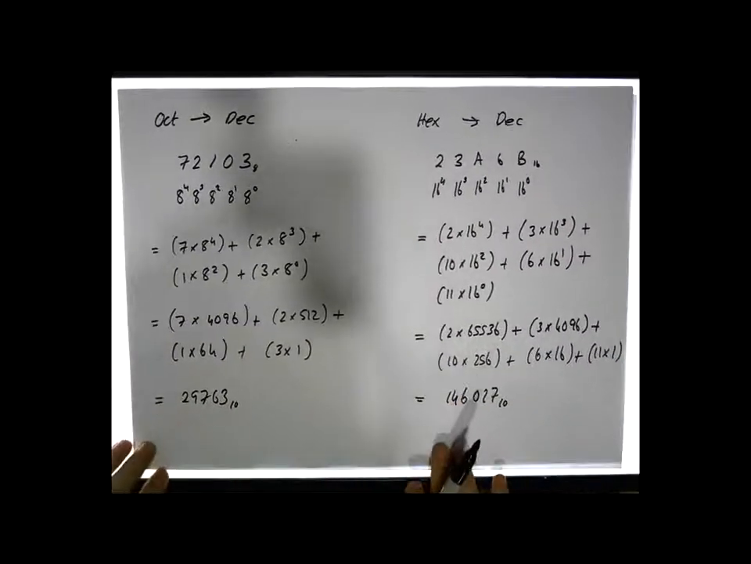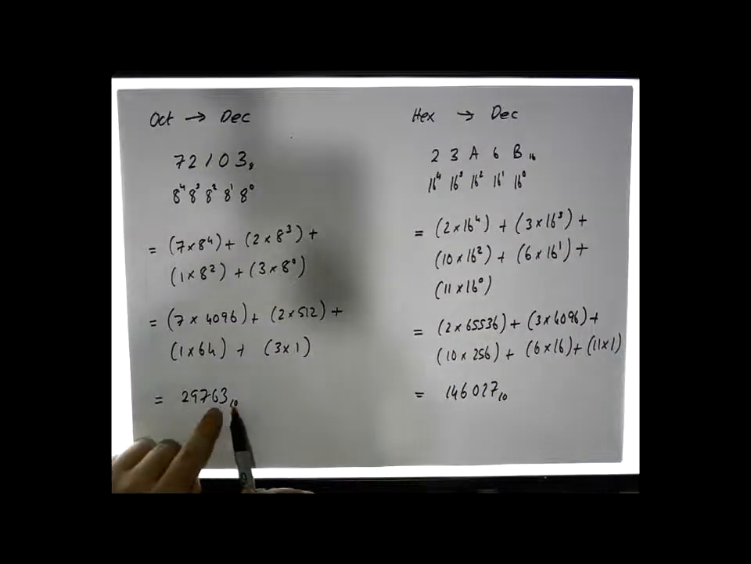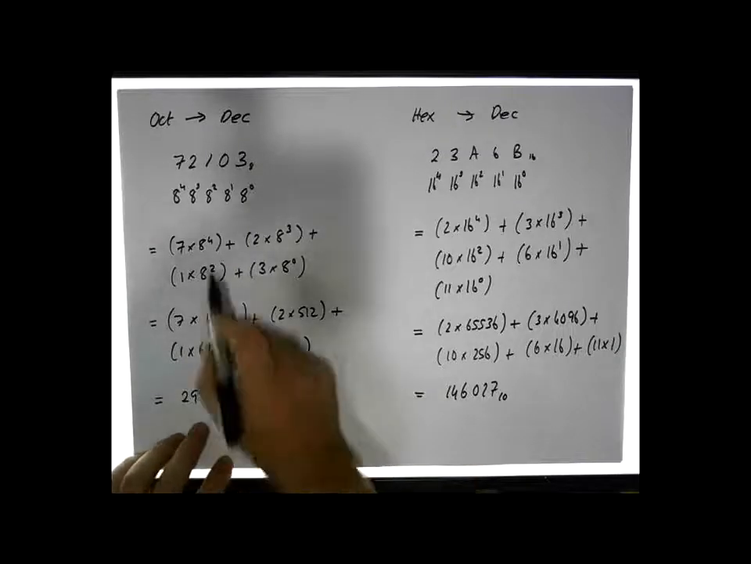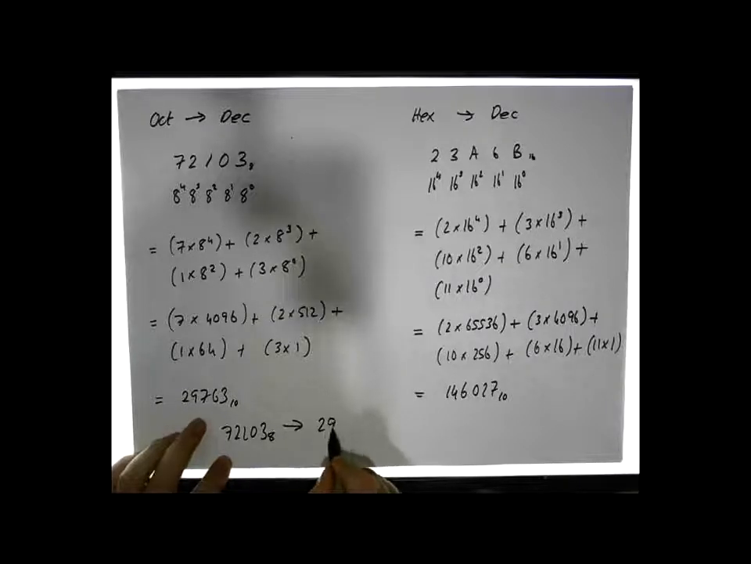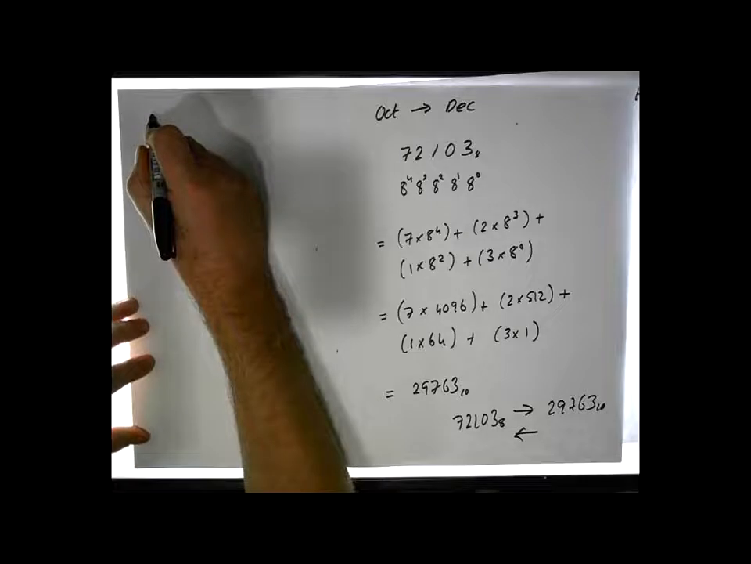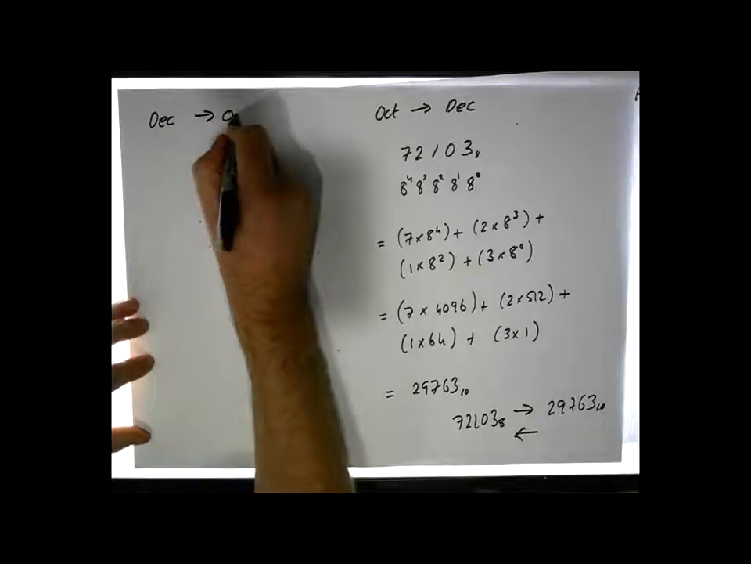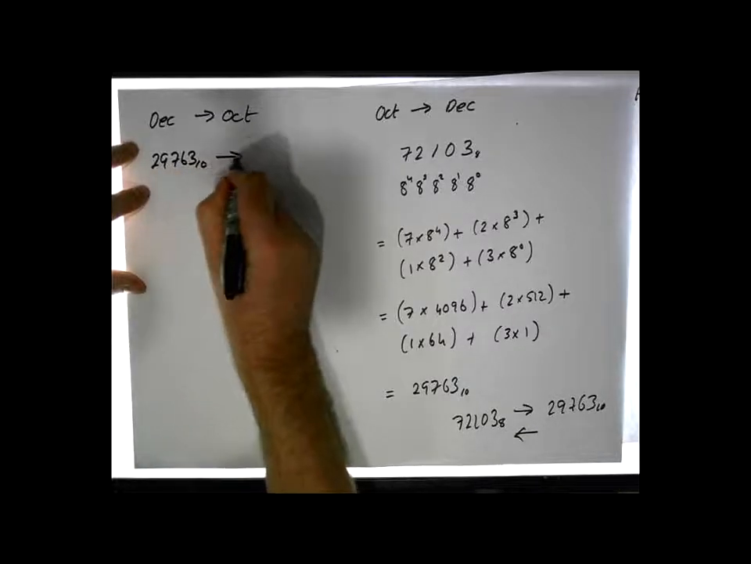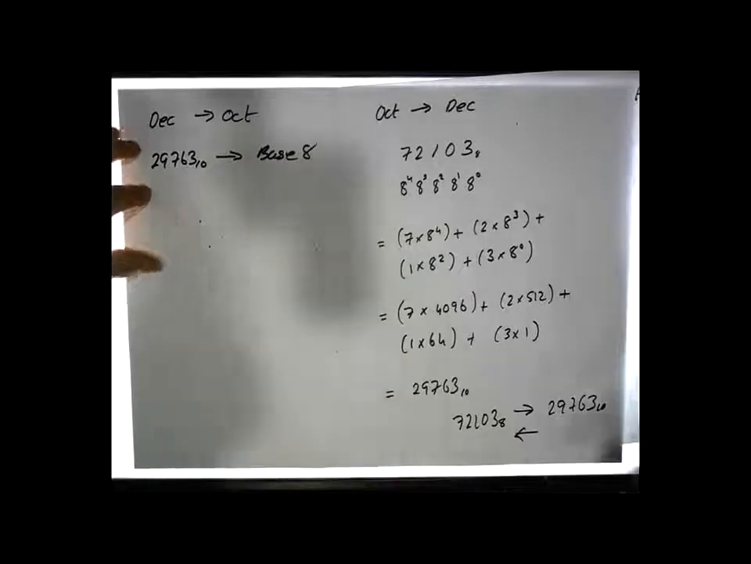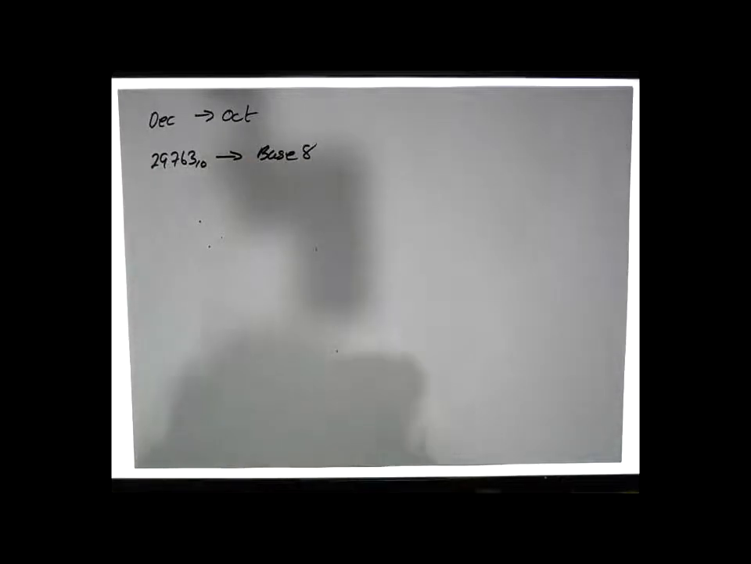Okay? So what I'm going to do is take this example here, the number that we ended up with was 29763. So the number we started with was 72103 in base 8, which was converted to 29763 in base 10, and we want to convert back the other way. So I need to start with this number. So let me just write that down here. So we're going from decimal to octal now. Right? So we've got 29763 in base 10. I want to convert to base 8, to octal. So what do we do? Well, we take our number and we keep dividing by 8.